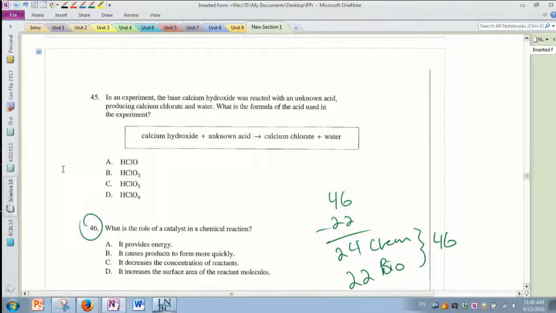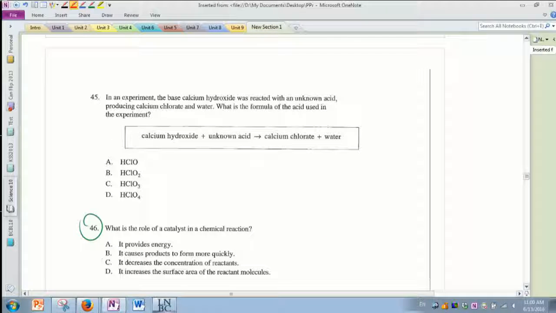Number 45 on page 22. Let's look at it. Experiment, the base calcium hydroxide was reacted with an unknown acid producing calcium chlorate and water. What is the formula of the acid used? See how we can do it here. Calcium hydroxide, so that's Ca(OH)2. I have some unknown acid, calcium chlorate.